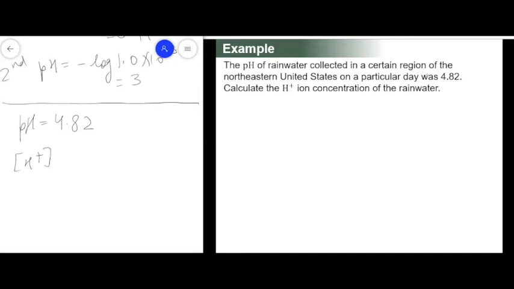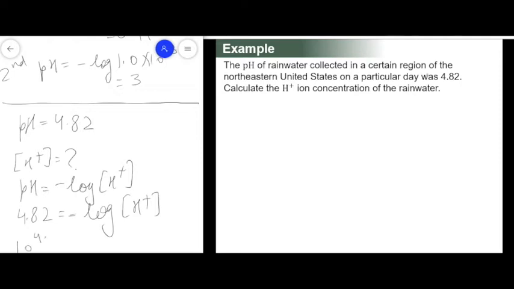We know that pH is negative log of H ion concentration. So 4.82 is negative log of H ion concentration. Now we have to solve for this. How do you solve for this? Whenever you have log, and this is to the base 10, if we raise both sides to the power of 10, that would cancel log. Since this is negative, you have to cancel that negative sign as well. So this would become 10 raised to power negative 4.82, which would be equal to the concentration of H ion.